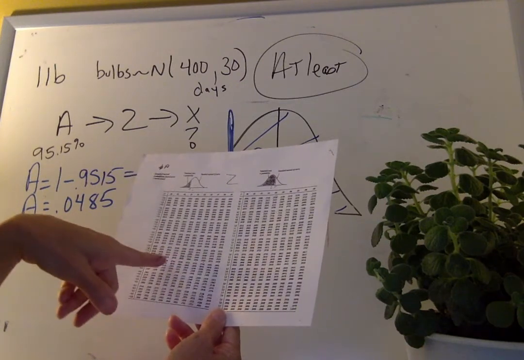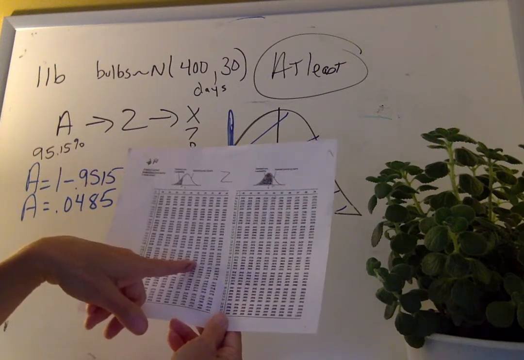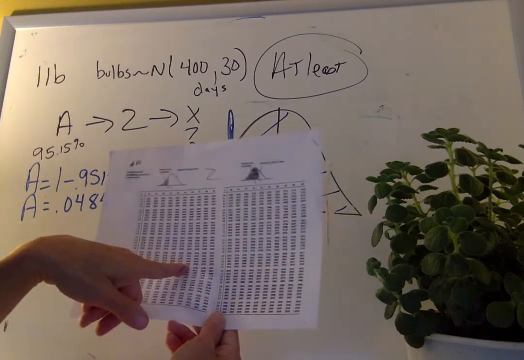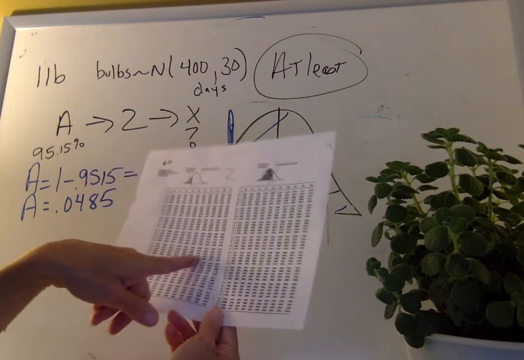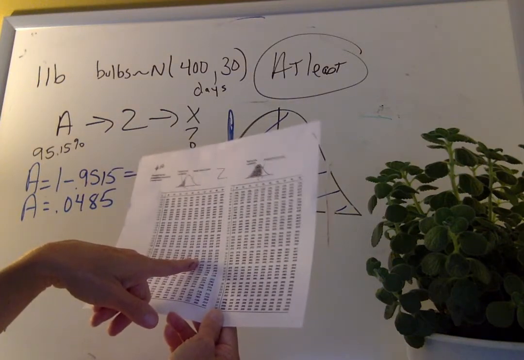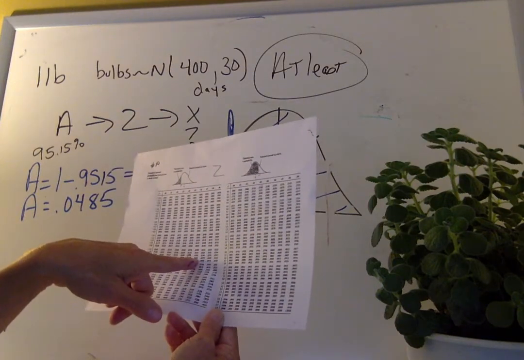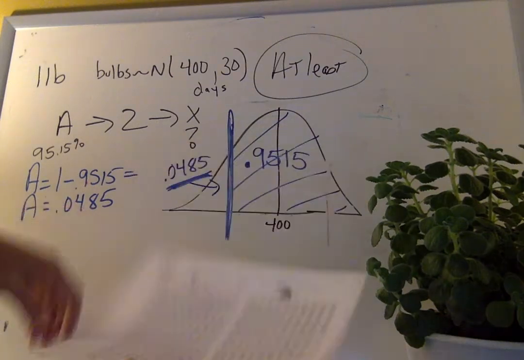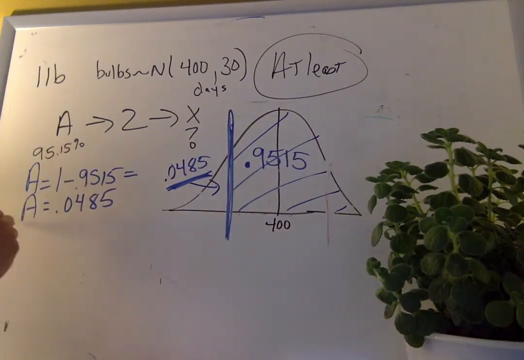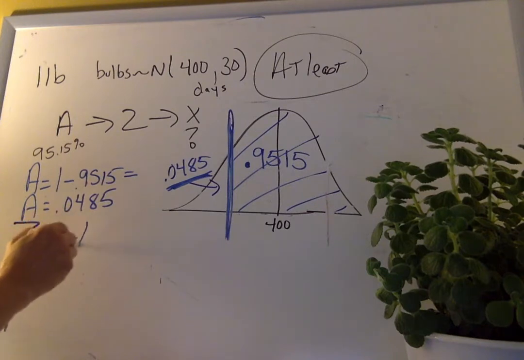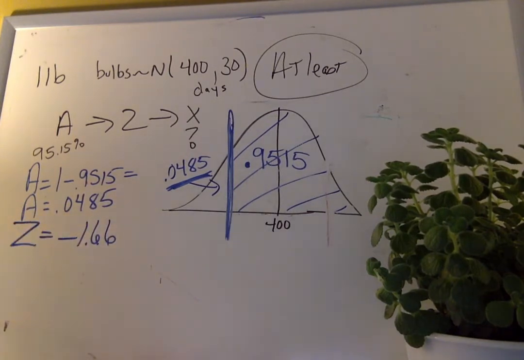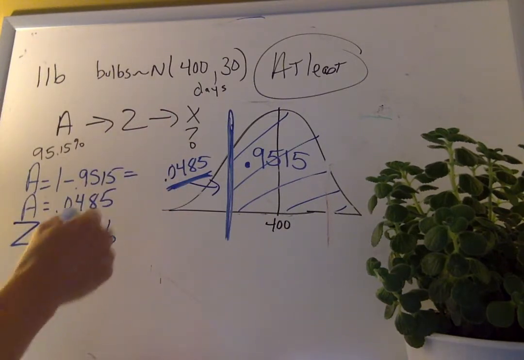This is small numbers. 0485. Just to give you some idea if you're struggling, you can kind of see where my finger is pointing. 0485. So now I've got to get the z-score. Go over to the left and up to the top. Negative 1.66. And there's that negative, of course, that I was expecting. Okay, so I'm doing good so far, right?